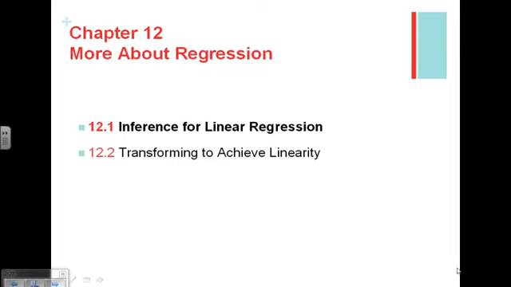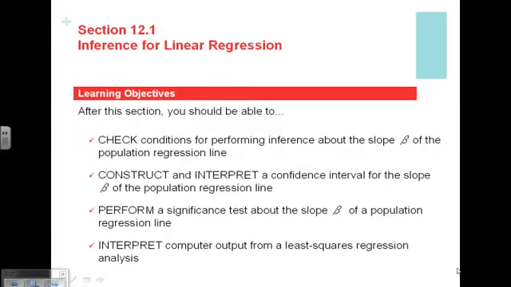We're going to combine two ideas. Inference, meaning looking at a sample and then trying to make a decision about what's going on at the population level, with the idea of linear regression, where we have a single population on which we're collecting two quantitative variables from. As with all inferential statistics, we'll be checking the conditions that are appropriate for performing inference on a linear regression. We will construct and interpret a confidence interval for the slope beta of a regression line. We will perform a significance test about the slope beta, and also look at computer output in the form of Minitab output to see how we can get that information.